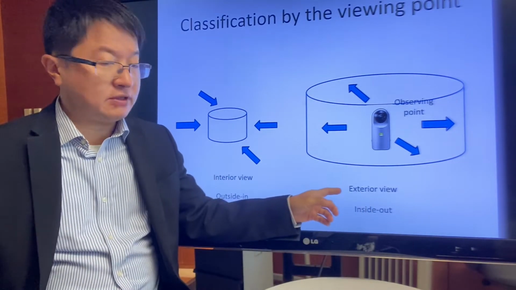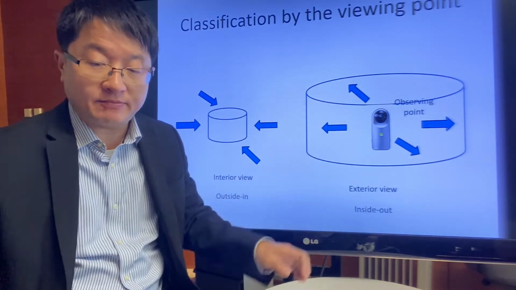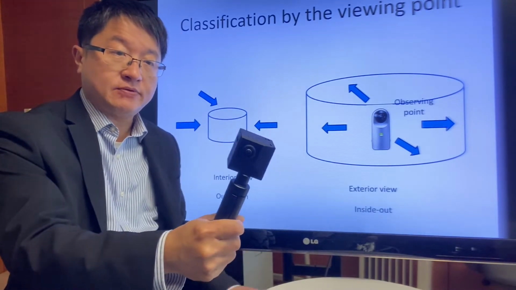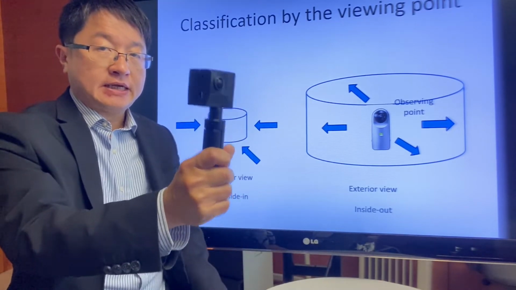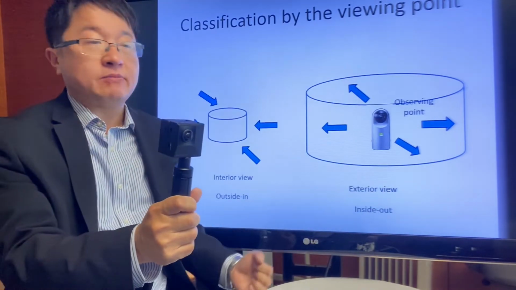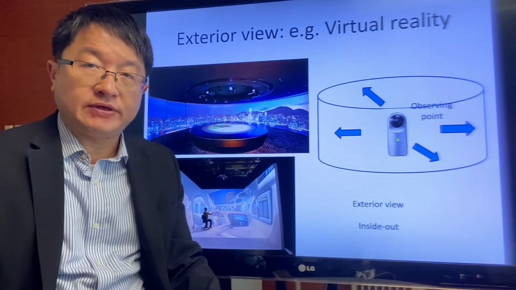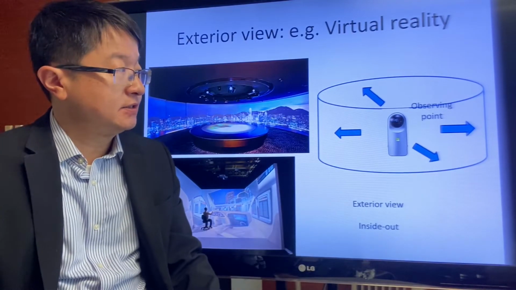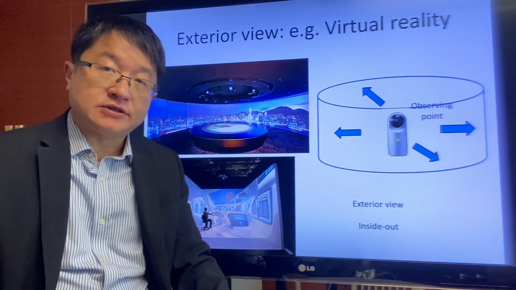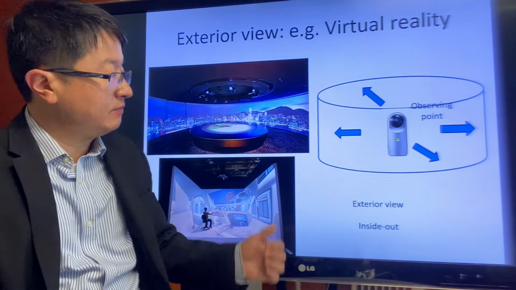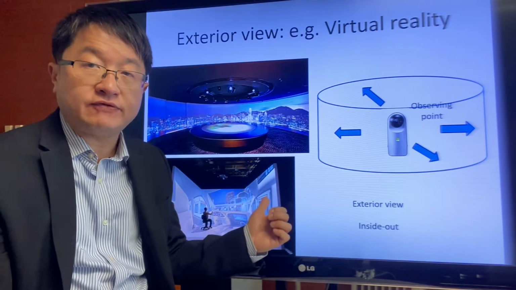For the exterior view, we make use of devices like the 360 degree camera. This is an example with two camera heads, in the front and at the back. So we can scan the environment from inside out. This is what we call the exterior view. An exterior view is often used in virtual reality. We use the 360 degree camera to record the surrounding environment, and then we can play it back using VR glasses or a VR cave room.